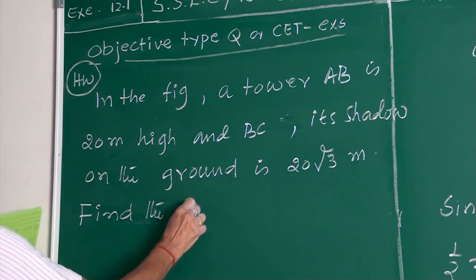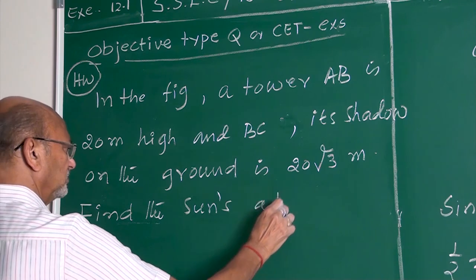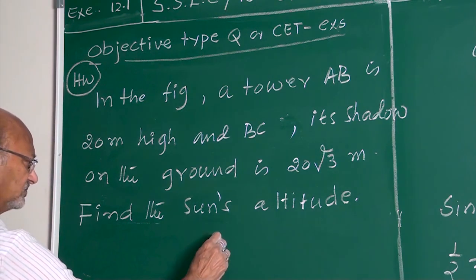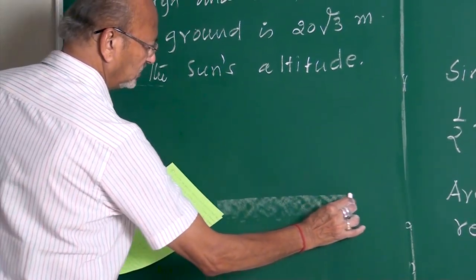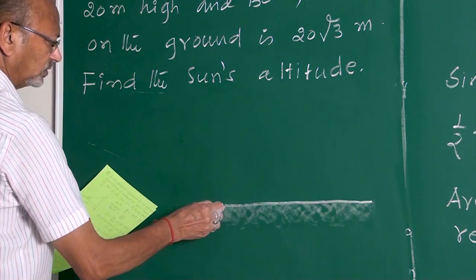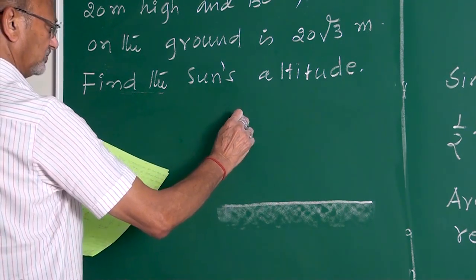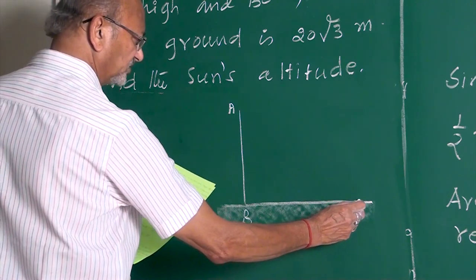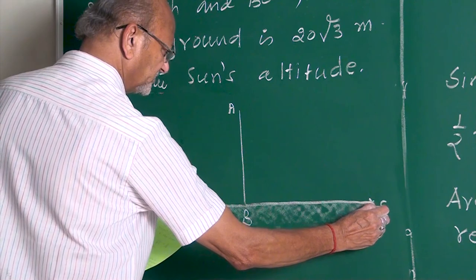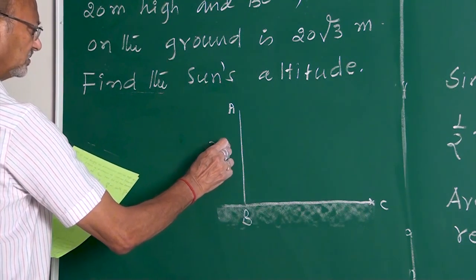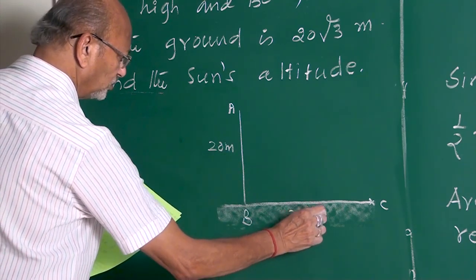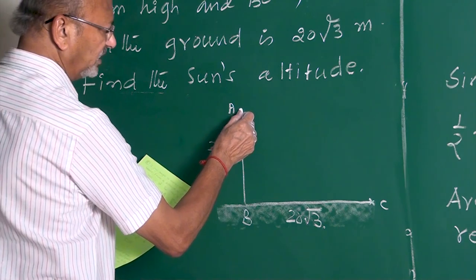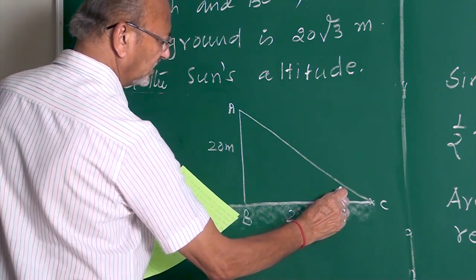Find the sun's altitude. Yes, my friends, here is the sun, and this is the ground. AB is the tower, and BC is its shadow. This length is given as 20 meter, and this is given as 20 into root 3. The sun is here, because to get the shadow, the sun is always on the back side. You want the sun's altitude, which means the angle theta.